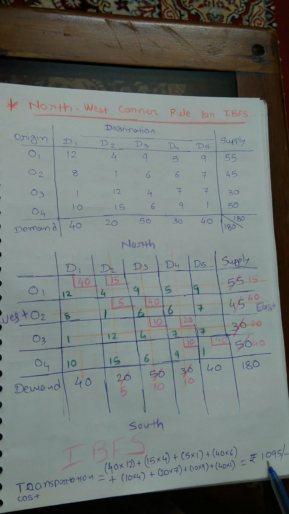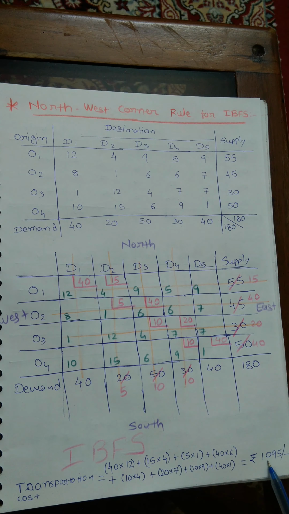Hello friends. So in this video we will see a comparison between the northwest corner method, least cost method and Vogel's approximation method for the initial basic feasible solution of a transportation problem. So far we have seen a problem which is solved by these three methods. In this particular video we will compare the transportation cost obtained by these three methods.